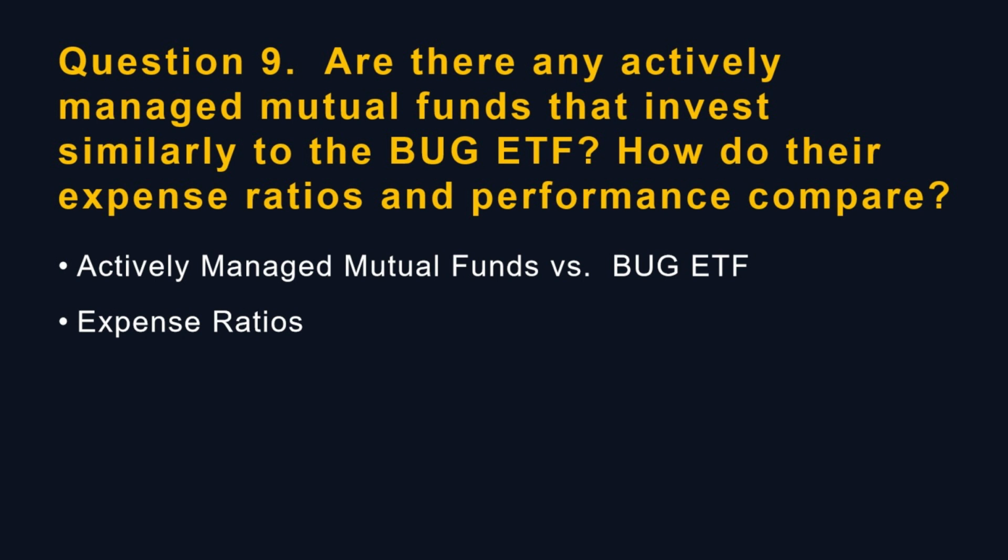Expense ratios. BUG ETF, expense ratio of 0.50%. This represents the annual fee charged by the ETF to cover operational costs. Actively managed funds. Expense ratios for actively managed cybersecurity mutual funds can vary but typically range from 1% to 2.00% or even higher. These higher fees reflect the costs associated with portfolio management, research and analysis.